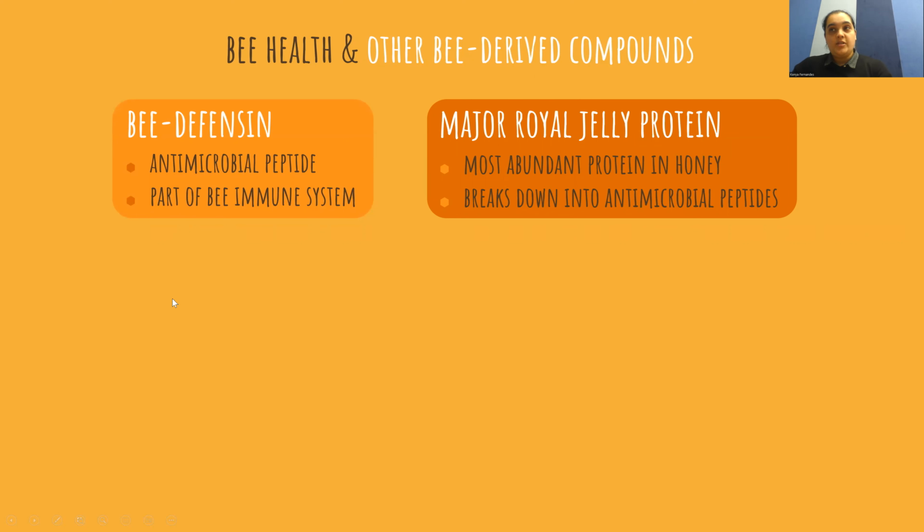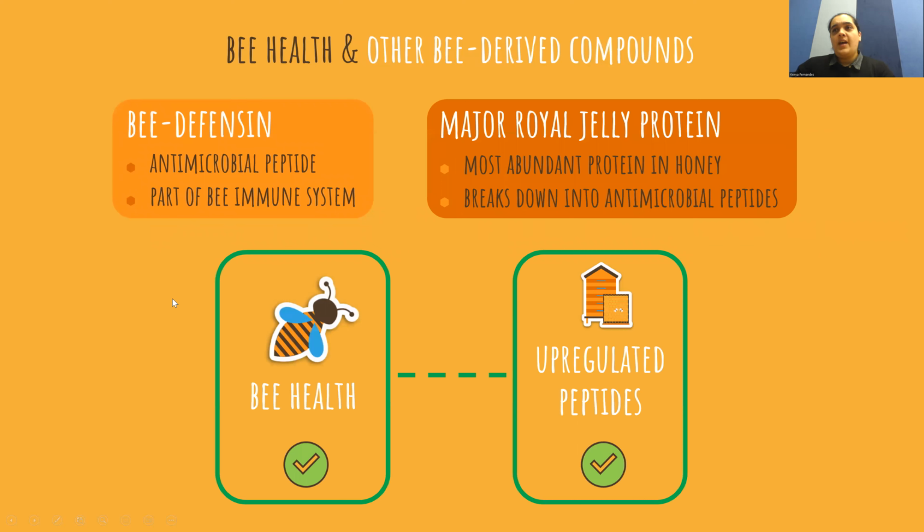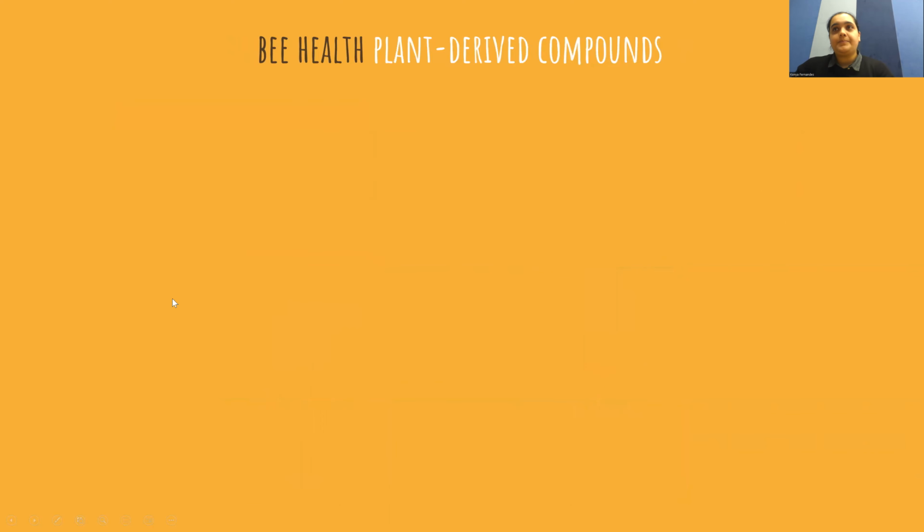So these are, as the name would suggest, found in royal jelly, but they also happen to be the most abundant protein in honey, and they break down into smaller antimicrobial peptides. So studies have shown that various phytochemicals that come from nectar and that are found in honey upregulate production of these bee-derived immune-related proteins and peptides. So again, it seems that healthy bees will be producing more of these active compounds that end up in the honey. Now we come to plant-derived compounds.